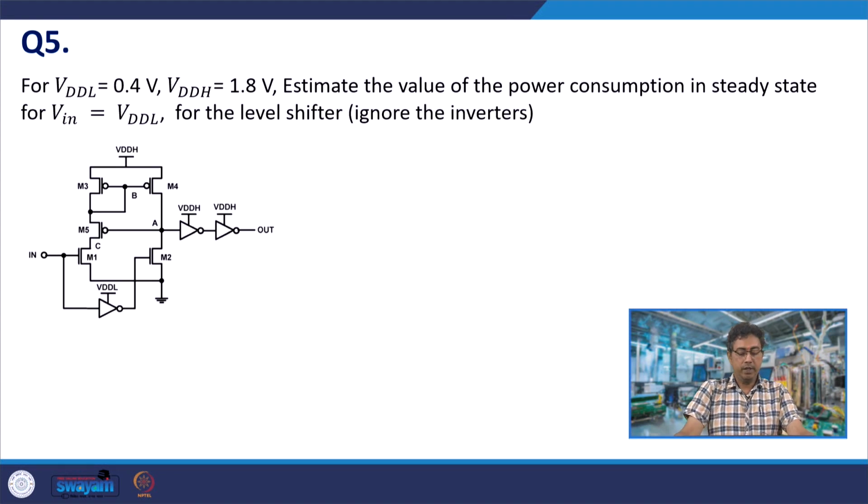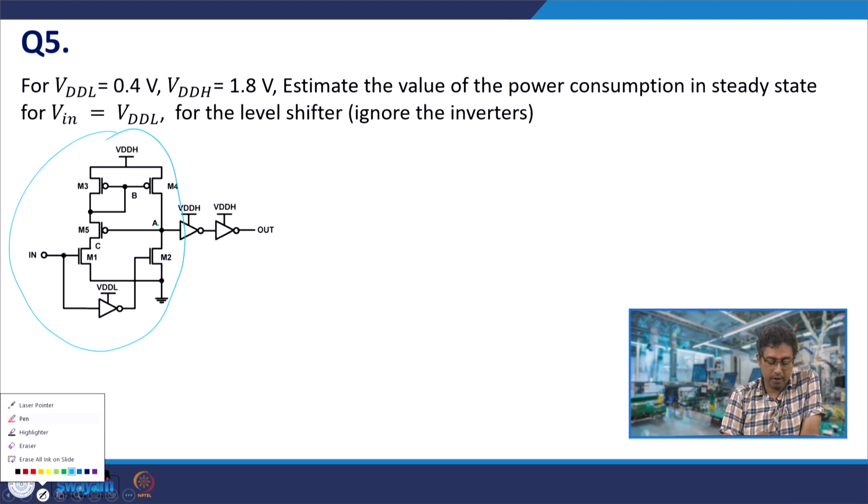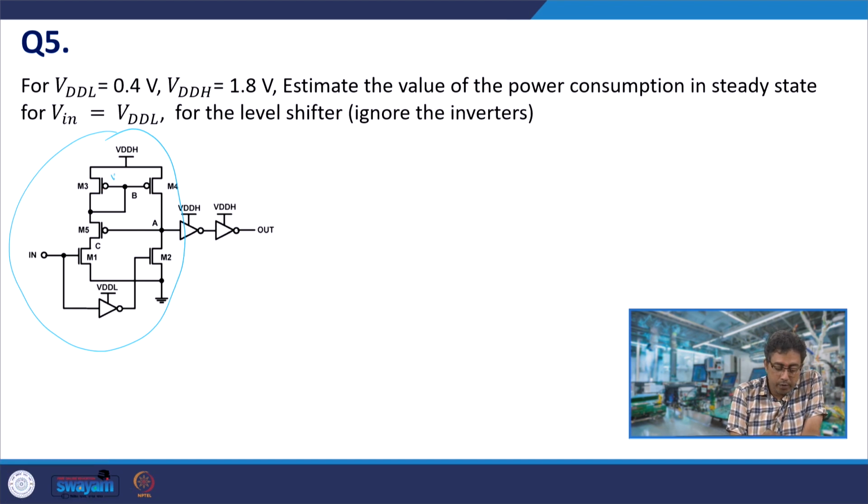So, in this question we want to estimate the total power consumption of this part, ignoring the inverters. So, what is the state of the circuit? So, voltage VA, as we had discussed in the lectures, is a high value. So, M5 is off. Since M5 is off, you get a voltage here which is VDDH minus magnitude VTHP. So, for that calculate the current through M3.